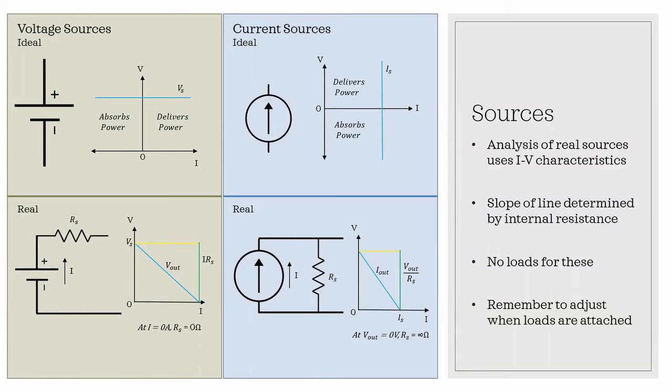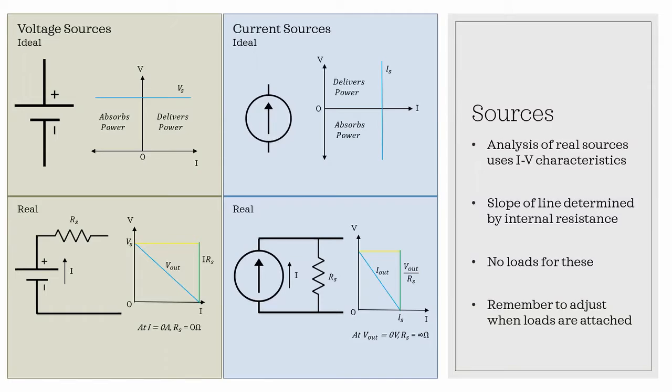For an ideal current source, top right, regardless of the voltage across the leads of the source, we have a constant current. And just like the voltage source, there are two regimes. In the case of positive voltage, power is delivered. In the case of negative voltage, power is absorbed. In the real case, things are slightly different for both. We're going to model these as load-less versions of the sources, so we're not attached to any circuit. It's just the internal resistances of our sources.